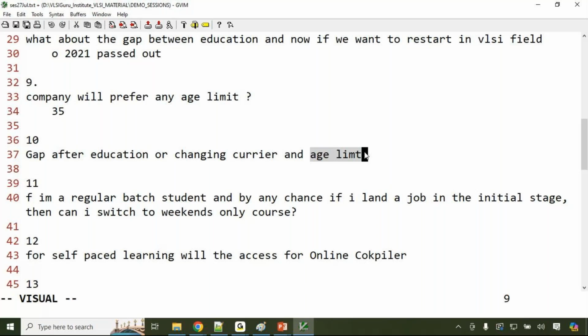If I'm a regular batch student, by any chance, if I land a job in the initial stage, can I switch to the weekend course? That whole flexibility will be there. I told you, after 6 months only, you may get a job. So we'll give you the flexibility to switch to the weekend course, or you can do the remaining course in e-learning mode. As an institute, we'll try to keep things as flexible as possible, because at the end of the day, students should be happy with the course and the flexibility provided by the institute.